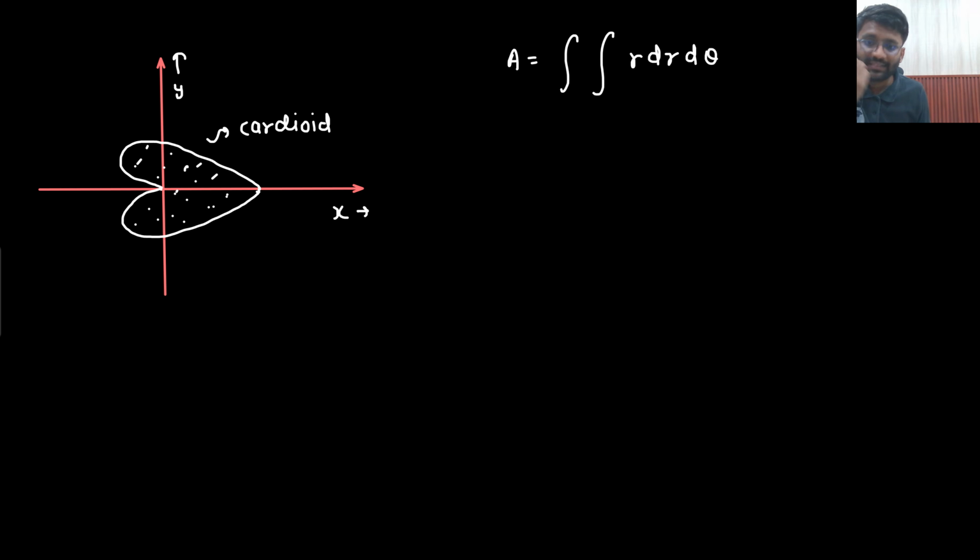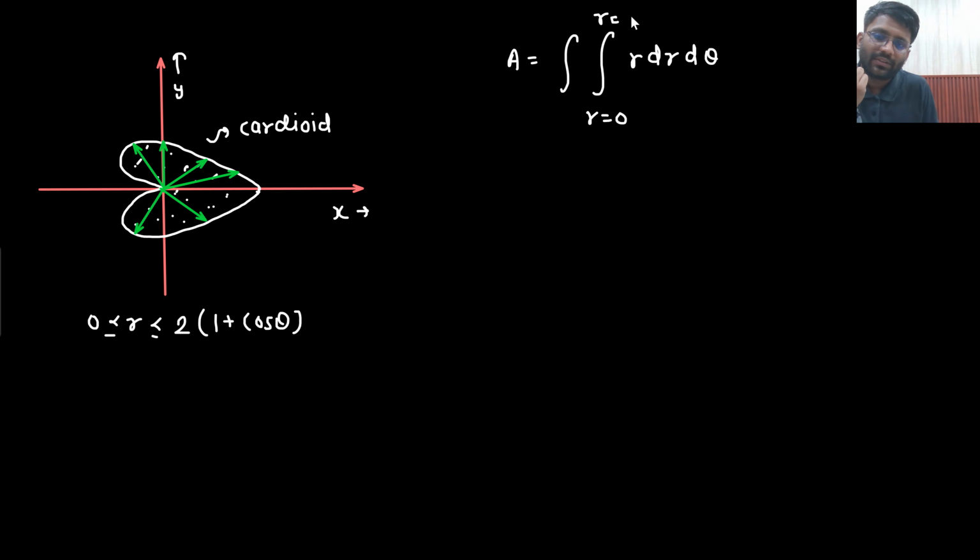What is r? r is the radial distance from the origin, the radial distance till the end of this structure. So r is going from 0 to the end of this structure, which is 2 into 1 plus cos theta.